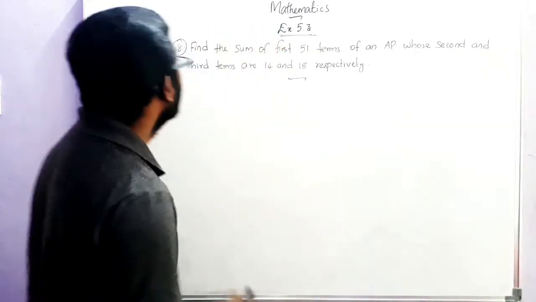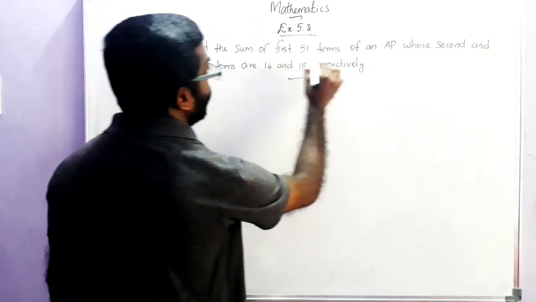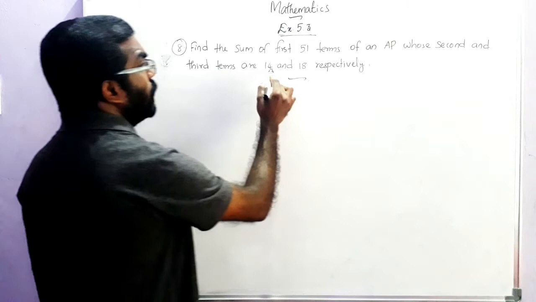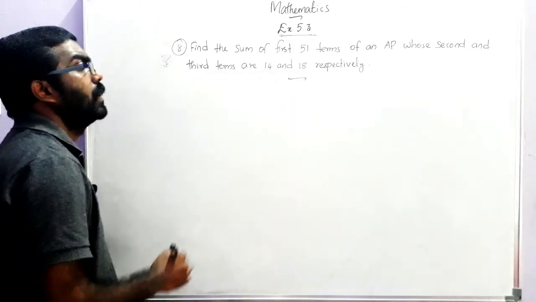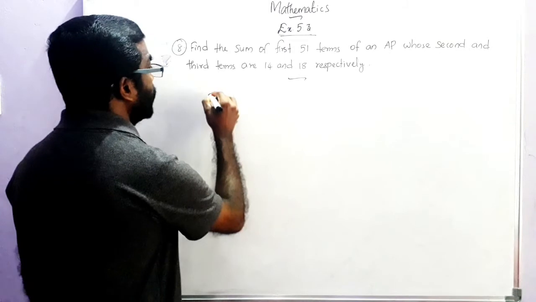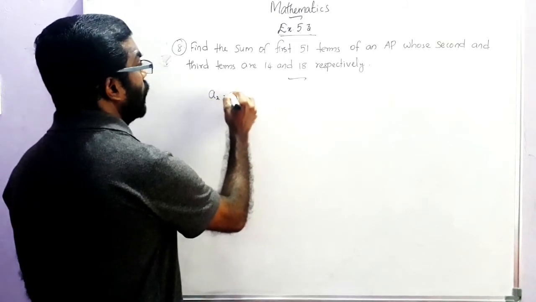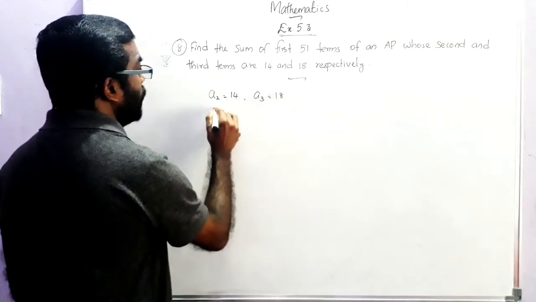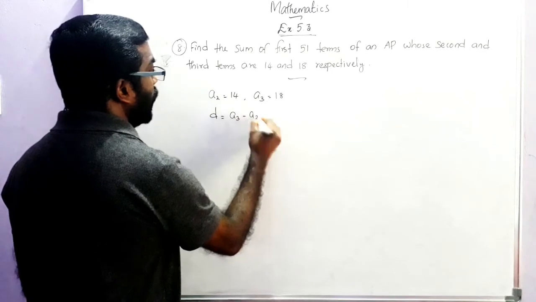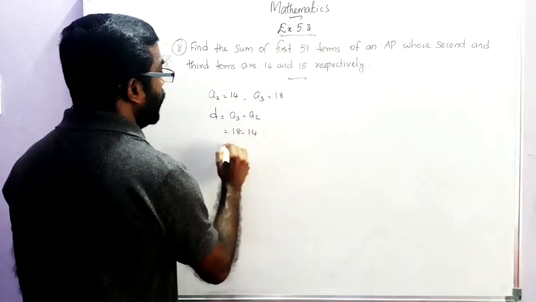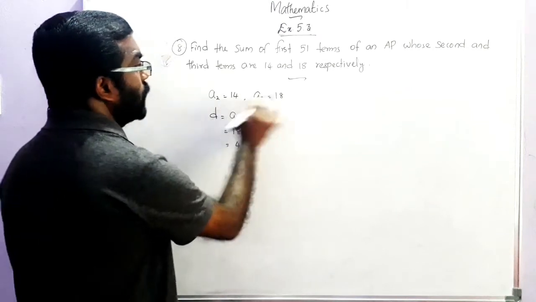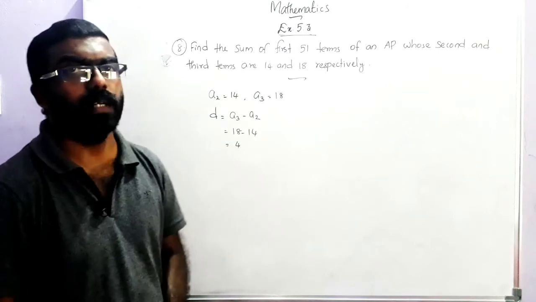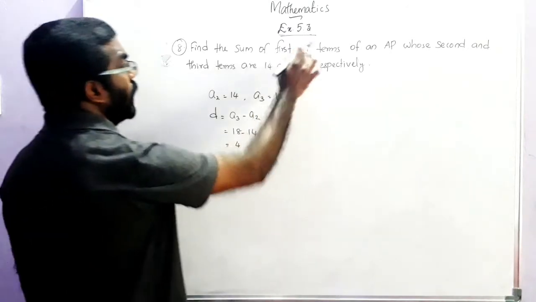Here the next question is, find the sum of first 51 terms of an AP whose second and third terms are 14 and 18 respectively. Here we are given the second and third terms, that is A2 is equal to 14 and A3 is equal to 18. From this we can find the common difference D, A3 minus A2. So 18 minus 14, which is equal to 4. These are two consecutive terms of an AP, so we can take the difference and that will be the common difference. Understood? Now here n is 51.